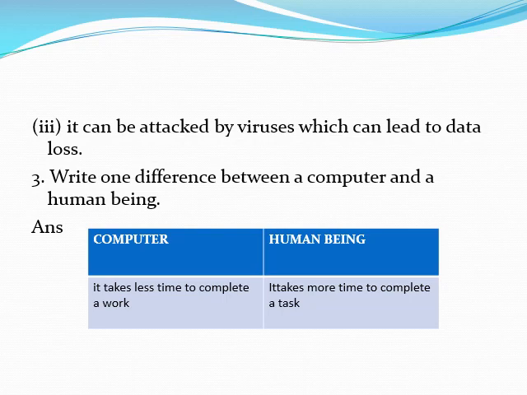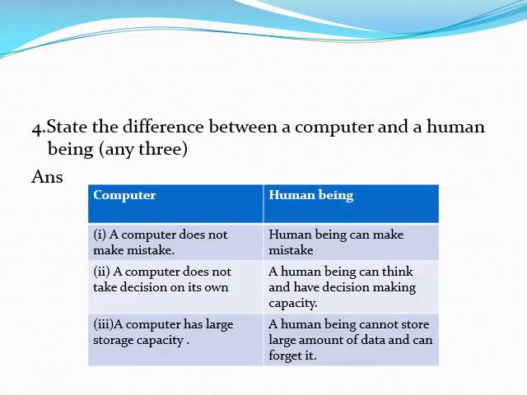Question number 3. Write one difference between computer and a human being. Computer: it takes less time to complete a work. Human being: it takes more time to complete a task. Question number 4. State the difference between computer and a human being. Any 3. 1. Computer: a computer does not make mistakes. Human being can make mistakes.